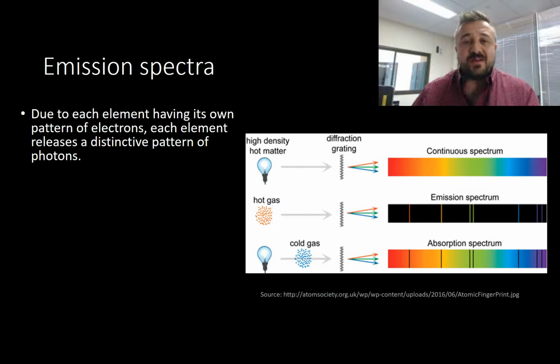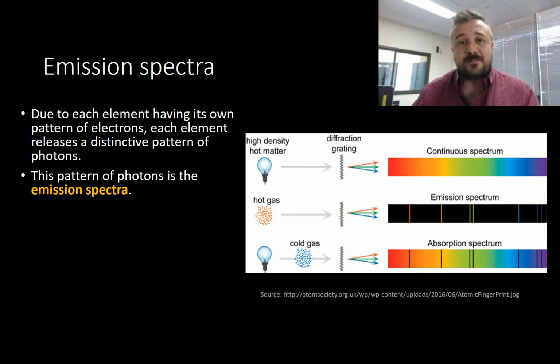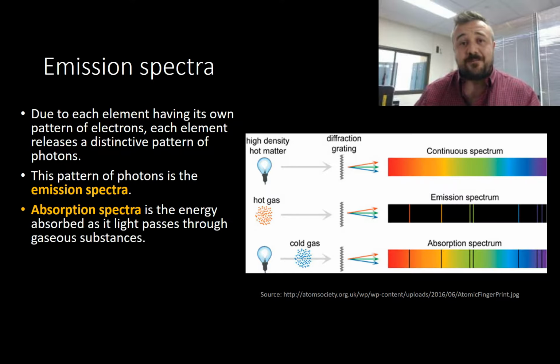Now, due to each element having its own pattern of electrons, carbon has 6 electrons, and carbon always has 6 electrons. Well, unless it's an ion. But a carbon element has 6 electrons. An oxygen element has 8 electrons, and so forth. Because of this, we get a distinct pattern of photons. Now, this pattern of photons is called an emission spectra.